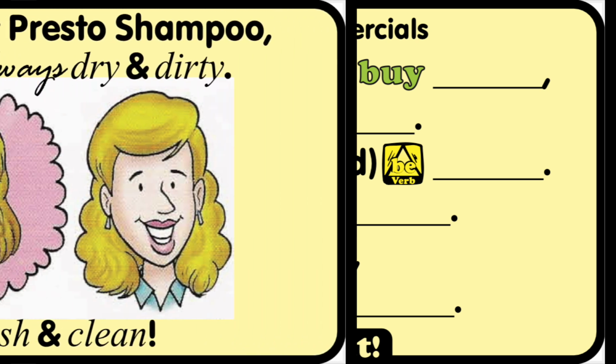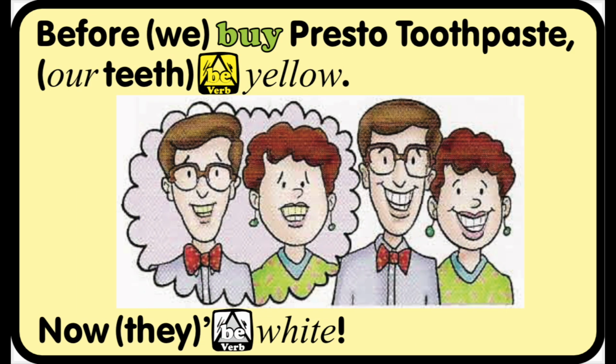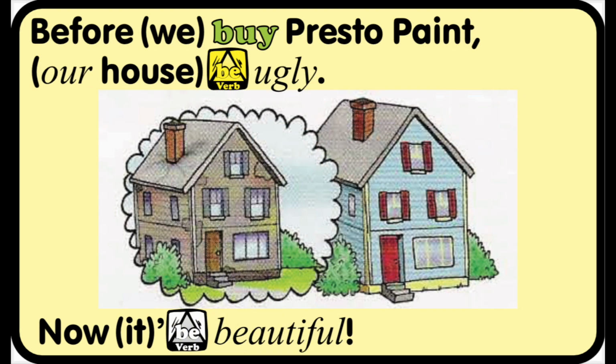All right, let's practice some more. Before I bought Presto shampoo, my hair was always dry and dirty. Now it's fresh and clean. Before we bought Presto toothpaste, our teeth were yellow. Now they're white. Before we bought Presto paint, our house was ugly.